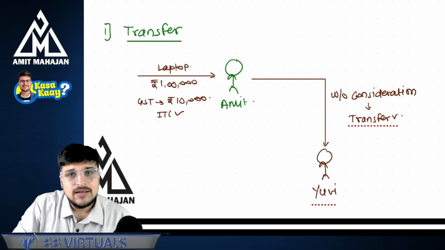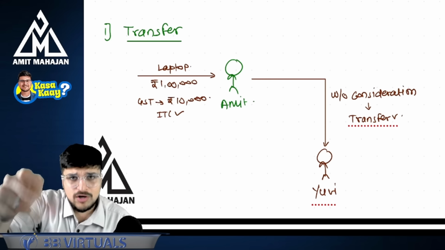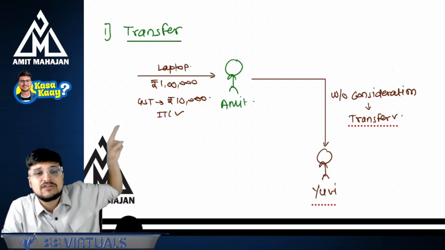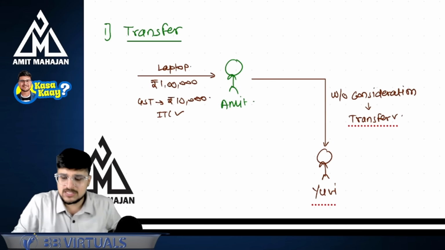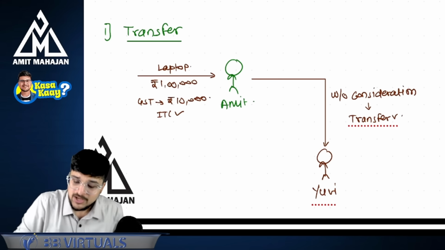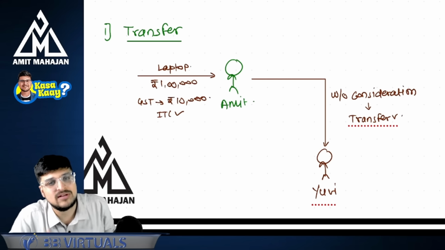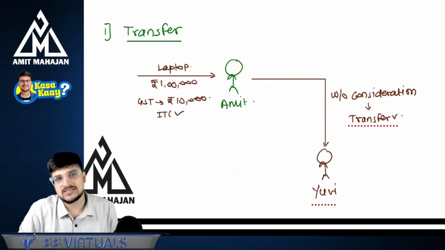Then government says, if you are not using it for your business purpose, how can you take the ITC of 10,000 rupees? If you want to take the ITC of 10,000 rupees, you should be using it for your business purpose. You're not using it for business purpose. You have to reverse this ITC of 10,000 rupees. Are you understanding this? Yes.